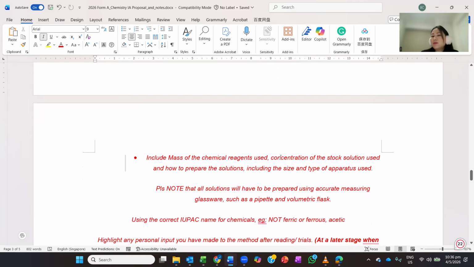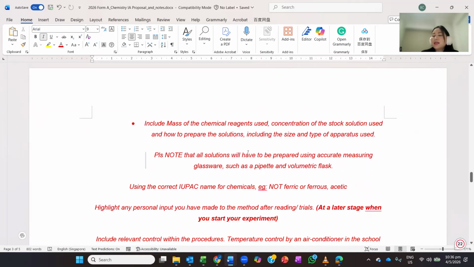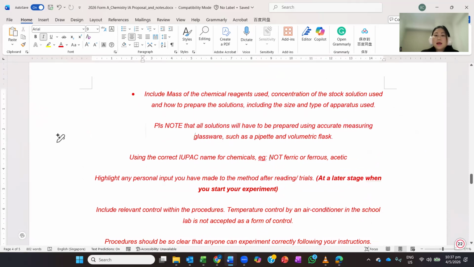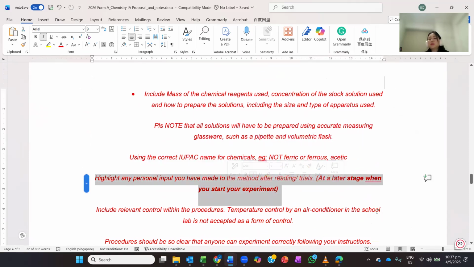So include the mass of the reagent, the apparatus you are using, the beaker, what is the size of the beaker. All solutions have to be prepared using volumetric flask. So you don't tell me I'm going to pour that into a beaker and shake and that's it. No, everything must be prepared using volumetric flask for solutions. Use IUPAC name in your writing. Highlight any personal adjustment that you make after your initial trials. But now you couldn't write this, but next time you can.